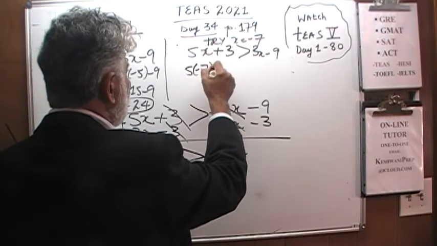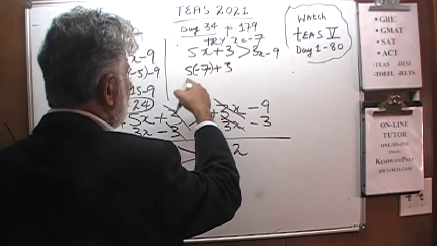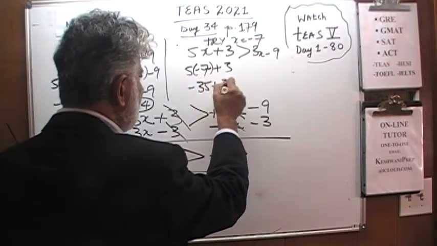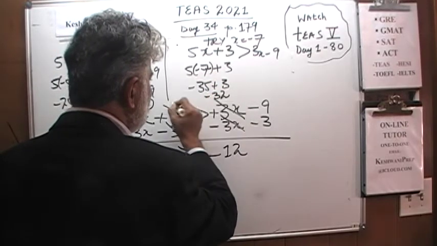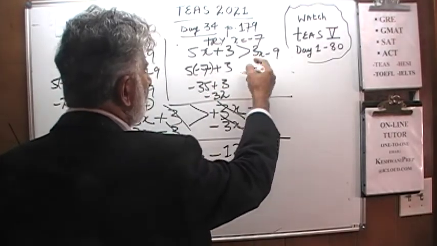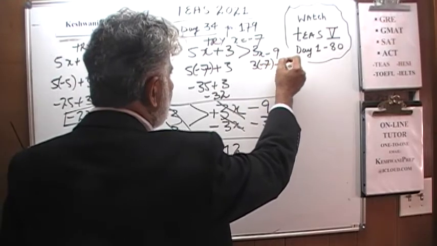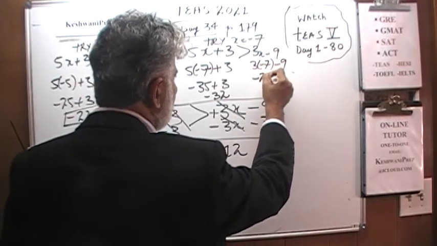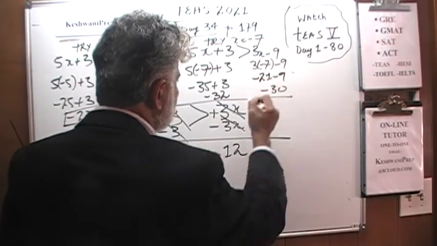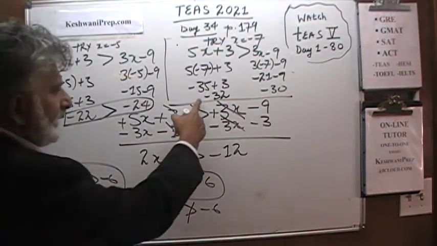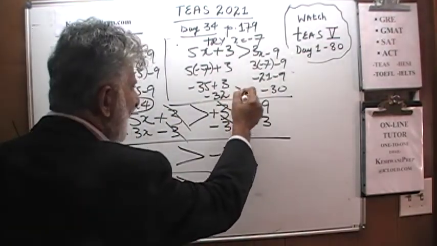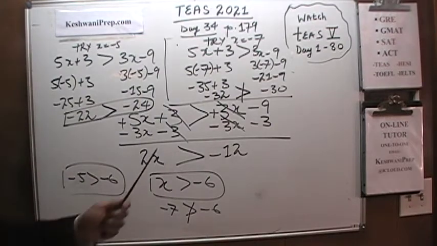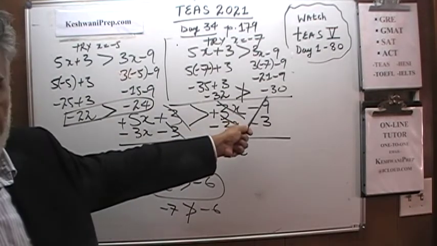5 times negative 7 plus 3. Negative 7 times 5 is negative 35 plus 3. And that's going to give us negative 32. And on this side we get 3 times negative 7 minus 9. 3 times negative 7 is negative 21. Minus 9 is going to give us negative 30. And as you can clearly see, negative 32 is not greater than negative 30. Negative 32 is actually less than negative 30.